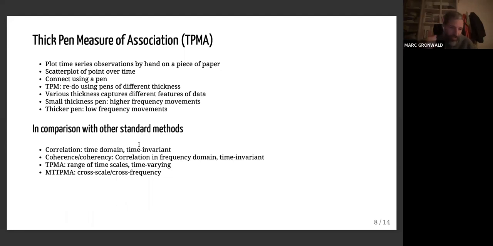And if we then move on to the thick pen measure of association, what we are using here, it is a time varying measure. So this means the co-movement might get stronger or weaker over time. And then also we can look at different time scales. And these time scales are in some way similar to these cycles in a frequency domain analysis. So we can also make statements about long-term components of data and short-term components of data and the relationship of those. And then finally moving on to the MTTPMA method. This method can do everything I said before, but here we can also look at the relationship of, say, the short-term component of one time series and the long-term component of another time series. So that's what I mean by cross-scale or cross-frequency relationships. So that's what the method can do.